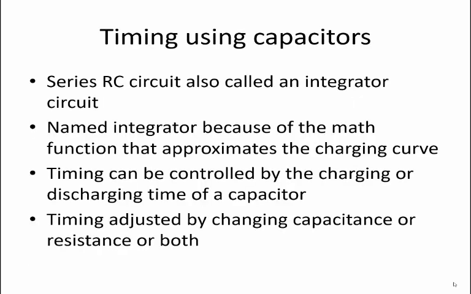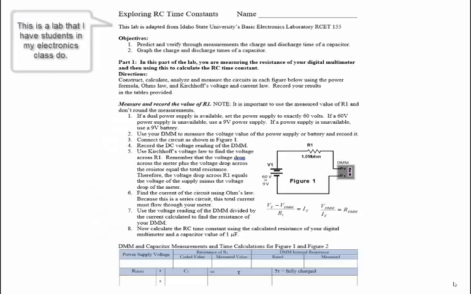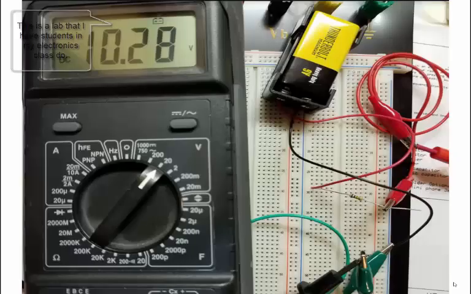So a series RC circuit is also called an integrator circuit. It's named an integrator because the math function that approximates the charging curve is an integral. But timing can be controlled by the charging or discharging time of a capacitor, and that timing can be adjusted by changing the capacitance or the resistance or both. I'm going to have my students do a lab exploring RC time constants.